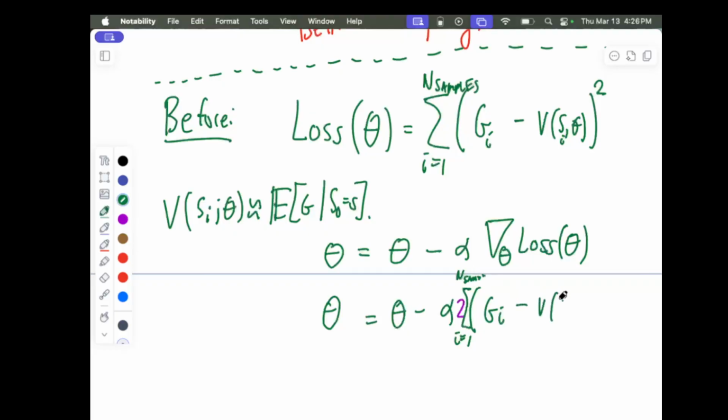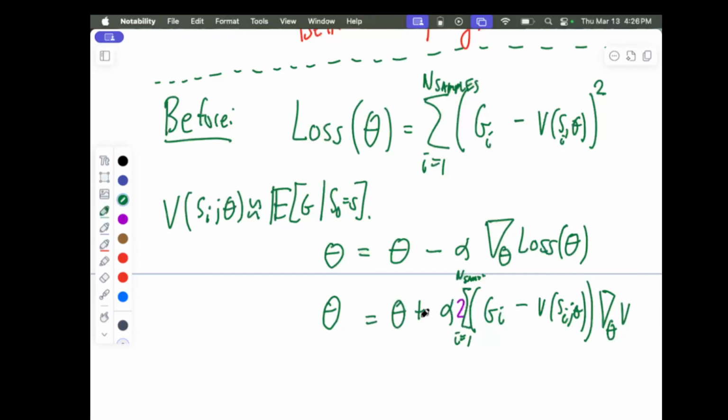Gi minus v of si theta. And then last but not least is the gradient with respect to theta of v. And if I wrote it like this, then there should be a plus. Okay, good. Because it's in the chain rule, the g minus s, and then there's a plus.